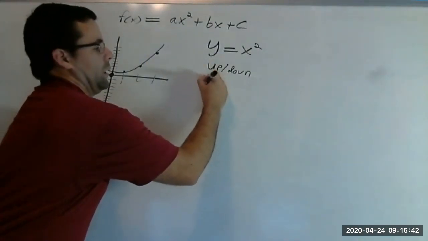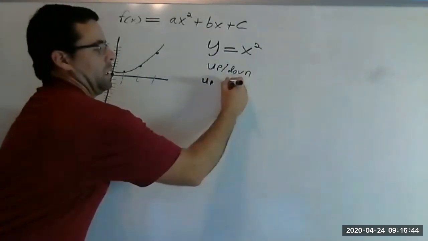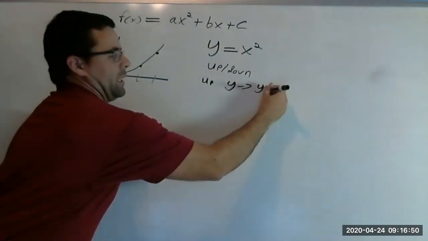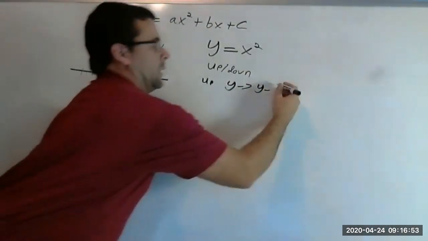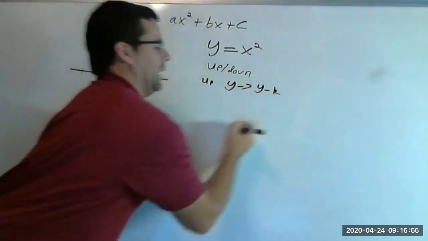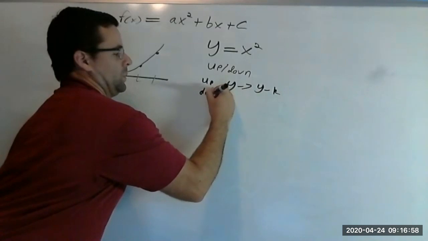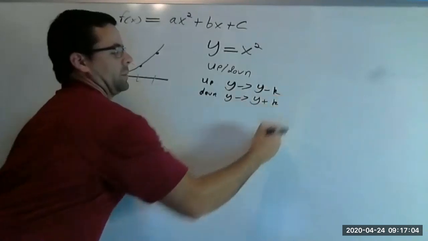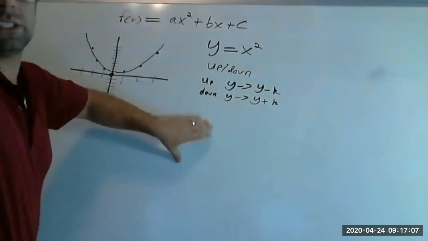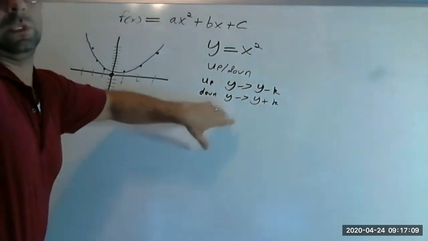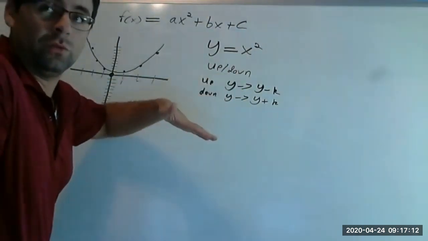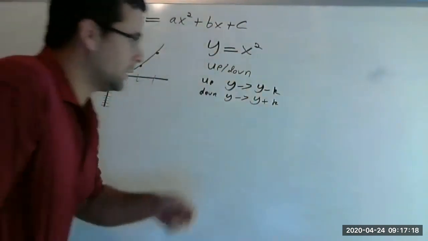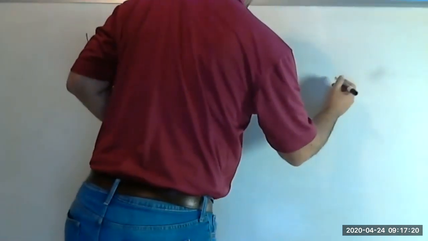So up is y goes to y minus some number, I'm going to say k. And down, y goes to y plus k. This is the weird one where you have to do the opposite of whatever you want to do. So if you want to move the graph up, you're actually going to shift the y values down. Same thing over here.